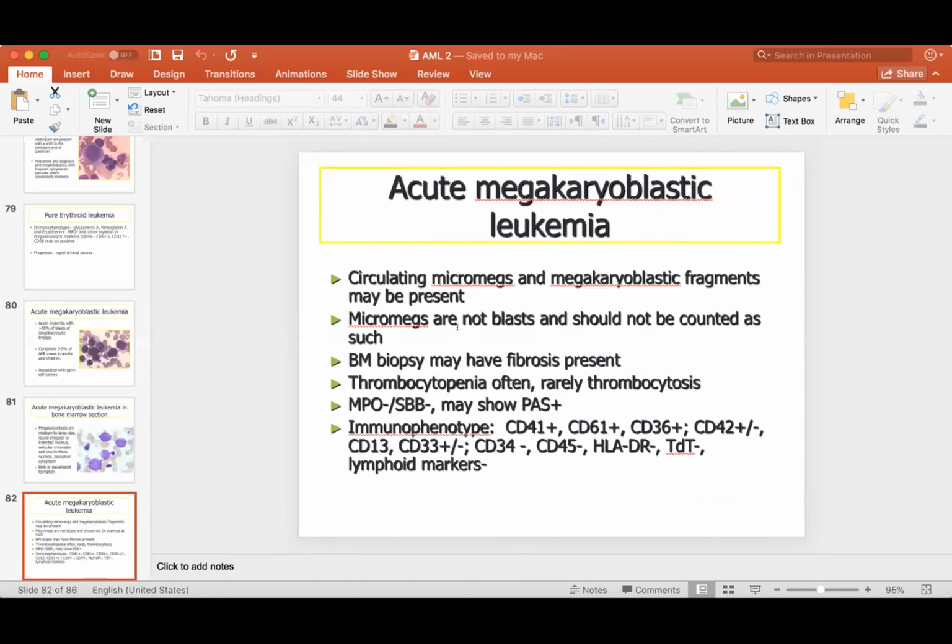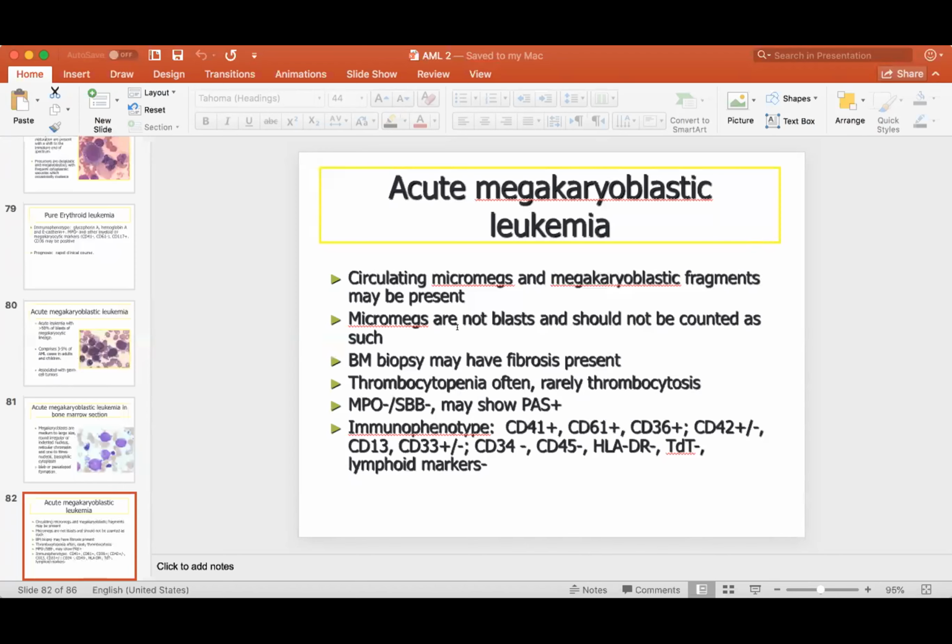When you're counting the peripheral smear, you might see some megakaryoblastic fragments and micromegs in the peripheral smear. You shouldn't count the micromegs as part of the blasts because they are not blasts. And the bone marrow biopsy might show fibrosis. So this is one of the AMLs that might look like a metastatic carcinoma because you see fibrosis and then you see these large cells. But this is acute megakaryoblastic leukemia, and when you do the stains, you see it.